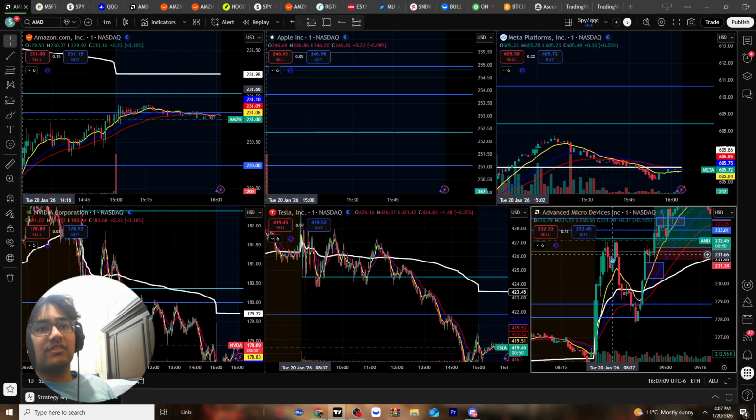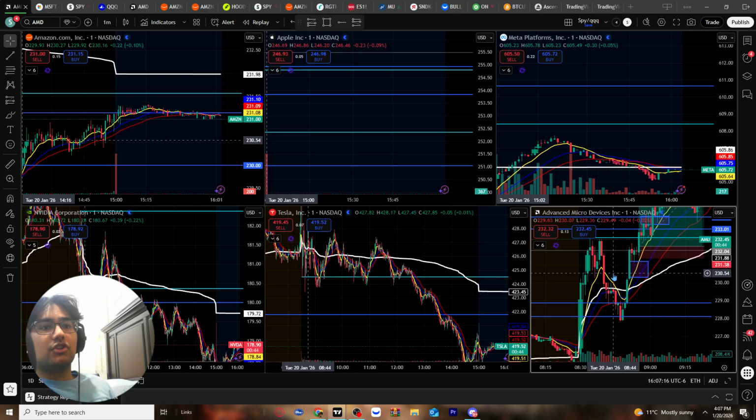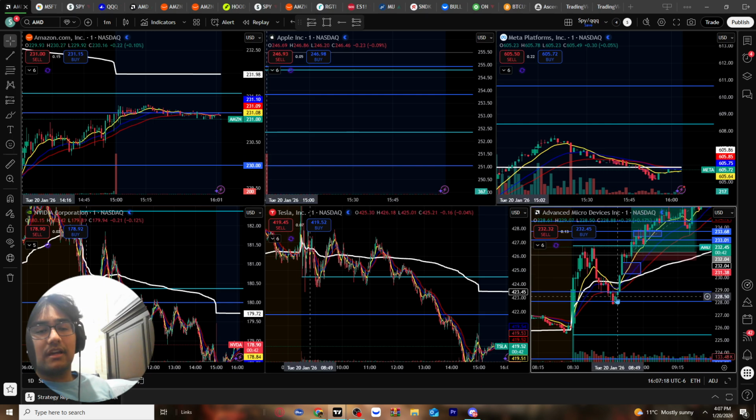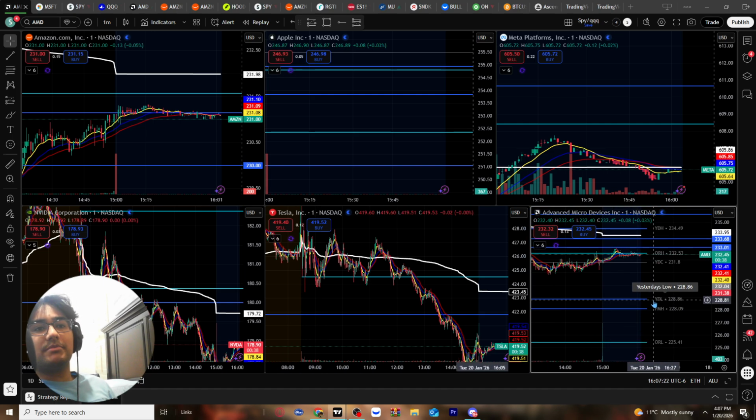But we just consolidate at this level, no strong price action, and then we came back down, while QQQ and SPY are just consolidating. So either buyers would step up at this higher time frame level, the pre-market high plus previous day's high level, or my bad, the pre-market high plus previous day's low level.